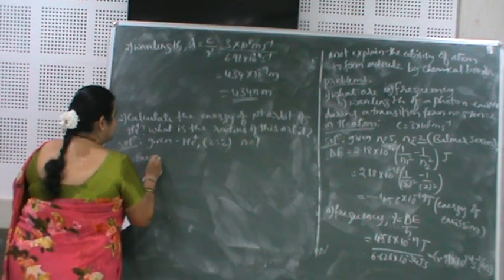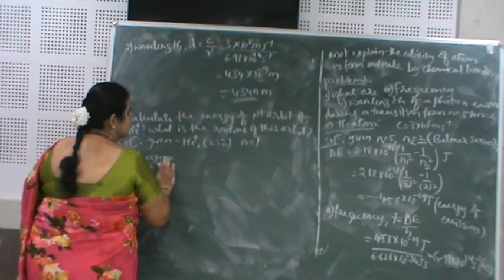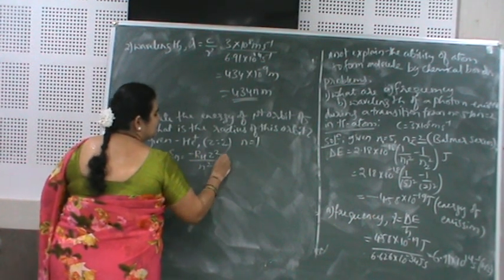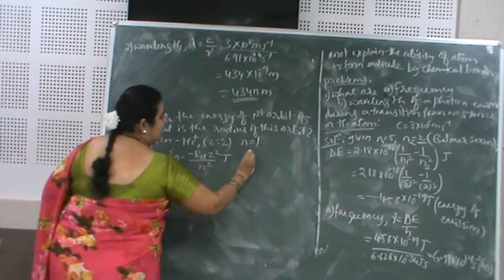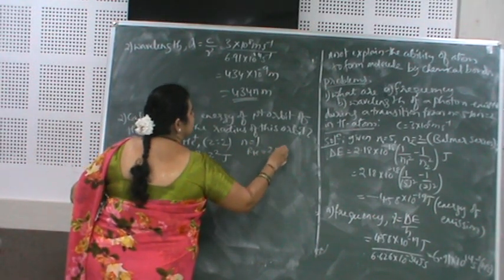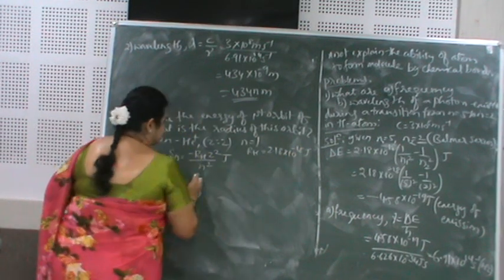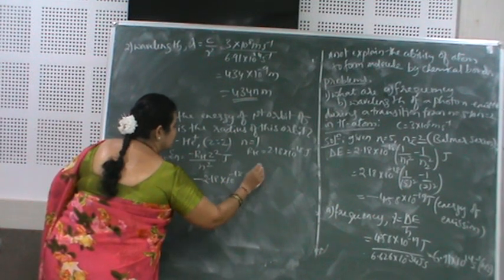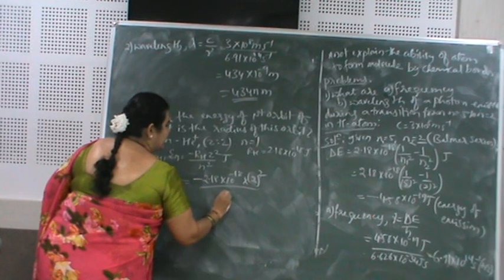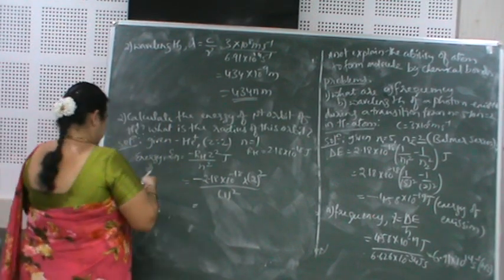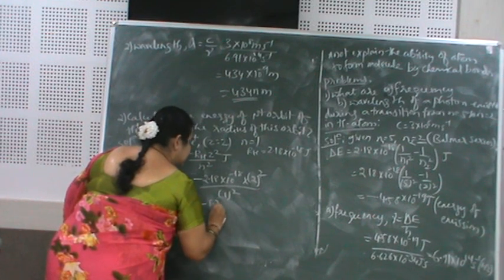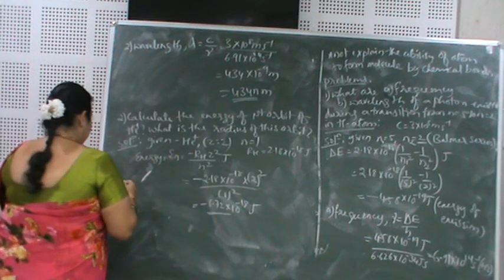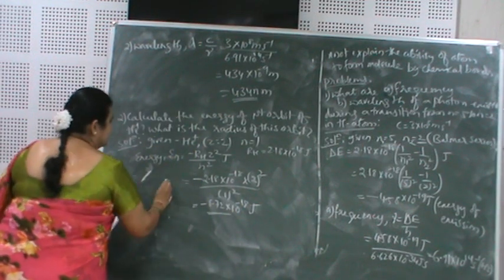What is the formula for energy of hydrogen-like species? Energy En is equal to minus RH into Z square divided by n square joules. Substitute the values: RH is equal to 2.18 into 10 raised to minus 18 joules. So that is minus 2.18 into 10 raised to minus 18 into 2 square divided by 1 square, which is equal to minus 8.72 into 10 raised to minus 18 joules. This is the energy of the first orbit, E1.